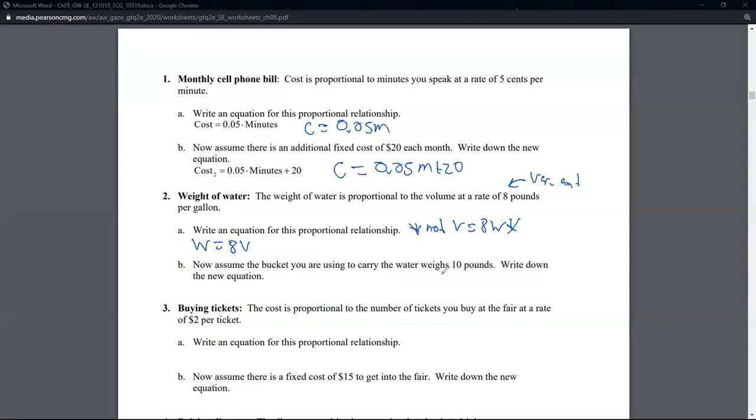Now assume the bucket you use has that 10 pounds of weight. That's our fixed amount, so that's what we add to it. So we go W equals, you still have the 8V, which is the variable amount, plus the fixed amount, which is the 10. If you want to use your words, weight equals 8 times volume plus 10.